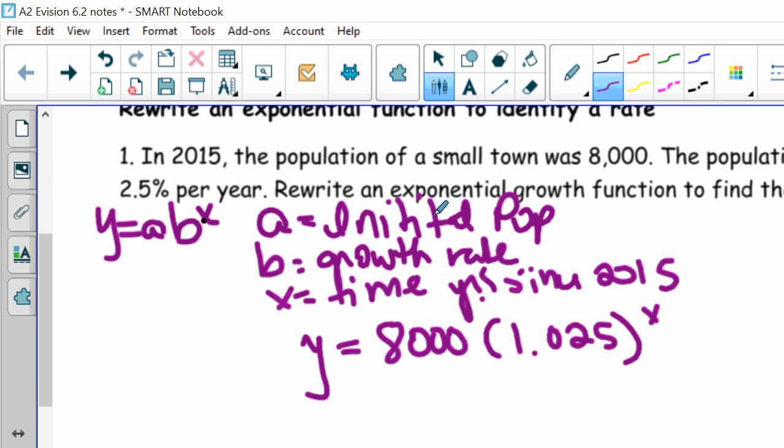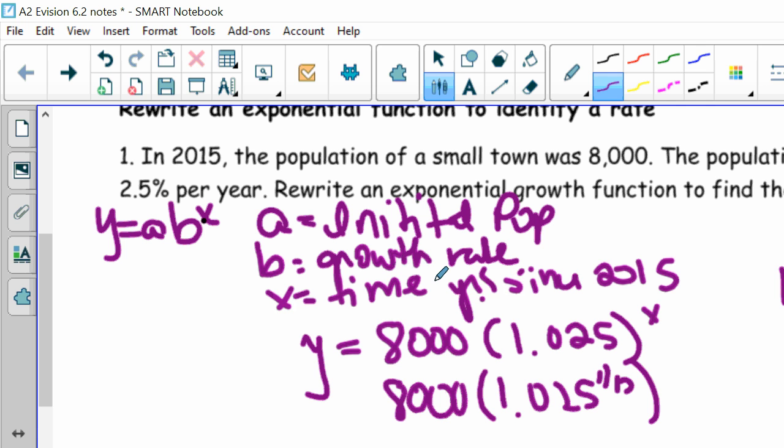Now it says rewrite that growth function to find the monthly growth rate. Our x is in years, and there are 12 months in 1 year. So we need to change this to 1.025 to the 1/12 power. We're going to say this is 8,000 times 1.025 to the 1/12 power, all of that raised to the 12x, since 12 times x is going to give us months instead of years.